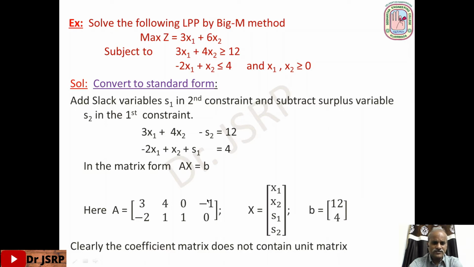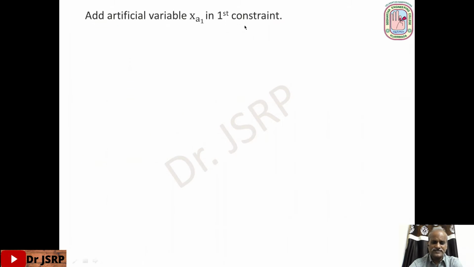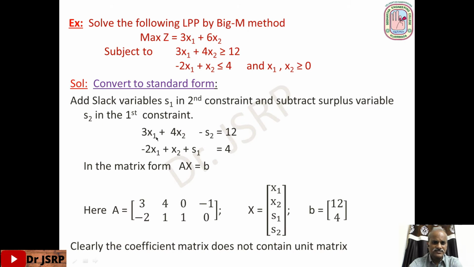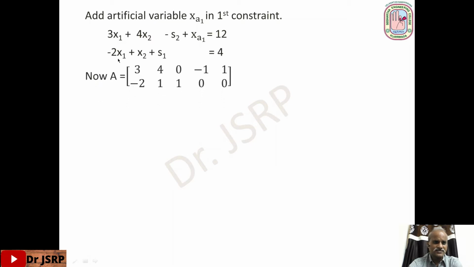To get 1 0, you have to add an artificial variable in the first constraint. So add artificial variable xa1 in the first constraint. The first constraint is 3x1 plus 4x2 minus s2 plus xa1 equal 12. The second constraint is as usual. Now the coefficient matrix A is: first column 3 and minus 2, second column 4 and 1, third column 0 1, fourth column minus 1 0, fifth column 1 0. This is the coefficient matrix.